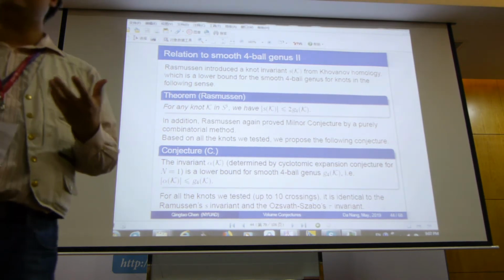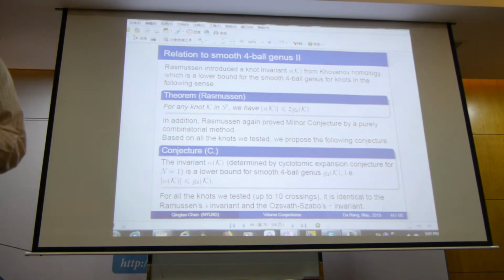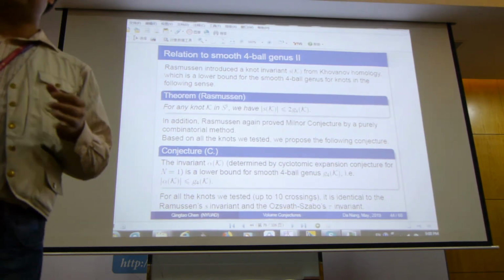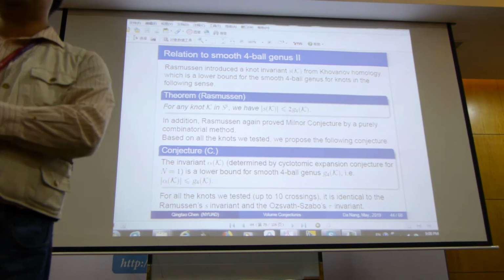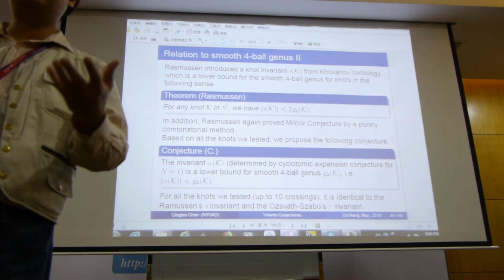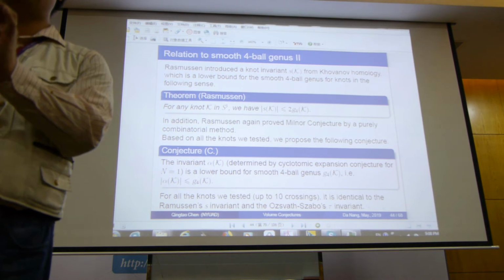Previously, Rasmussen had a conjecture, because he tested a lot of examples, that the s invariant is equal to the tau invariant. But finally Hedden gave a counterexample: the s and tau invariants are not equal to each other.